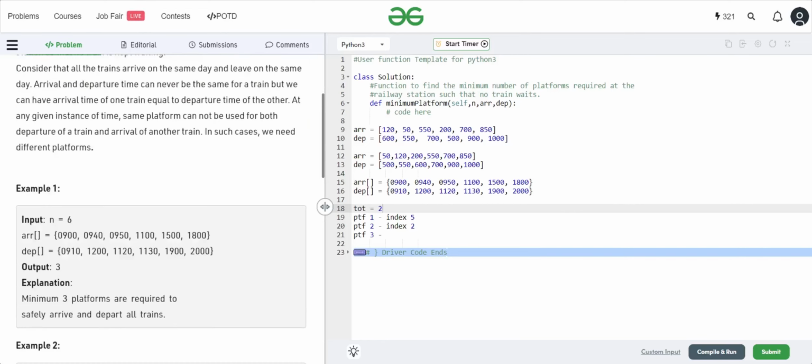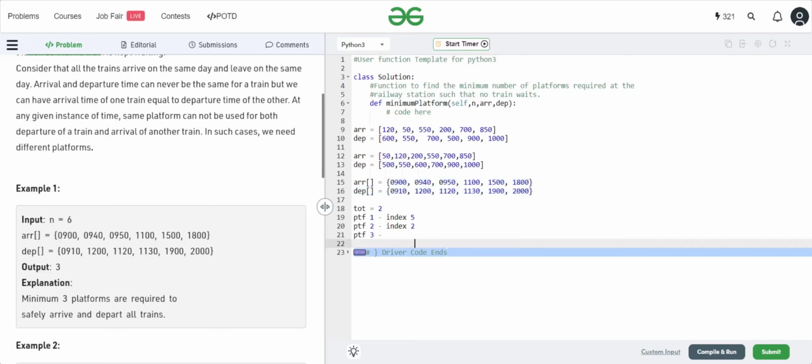As you saw earlier, we needed a maximum of three platforms when we were at these three positions, at these three indexes, right? So that is what the answer is going to be. You need a minimum of three platforms, which will accommodate all these trains' arrival and departure times, right? So this is what the question is.